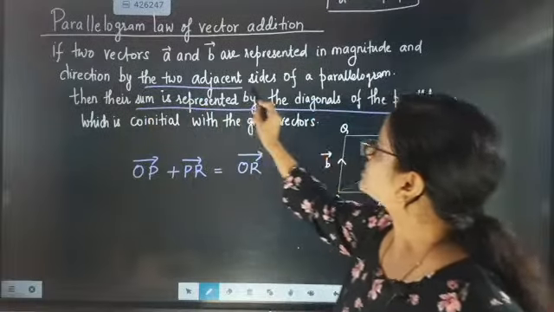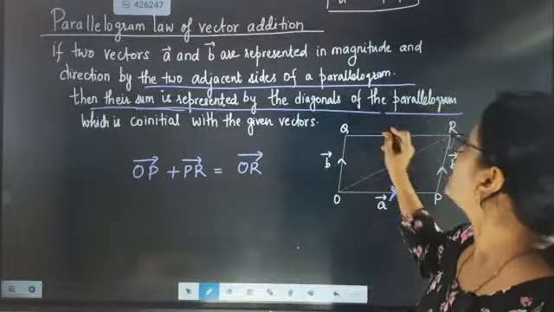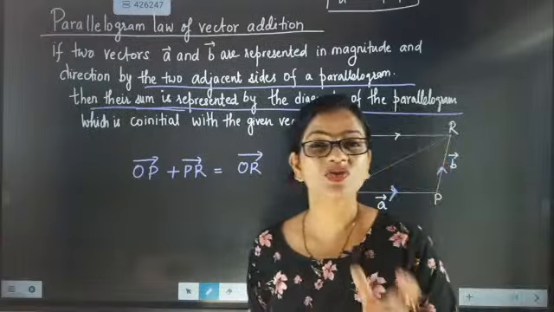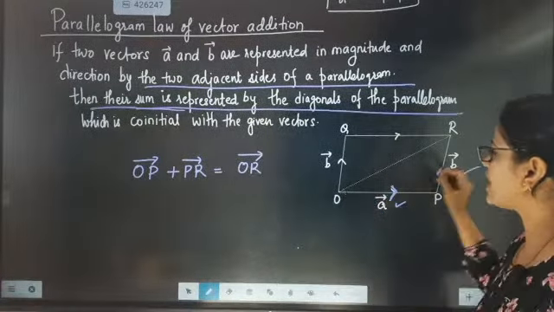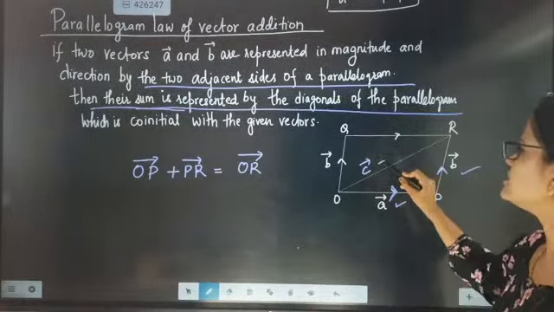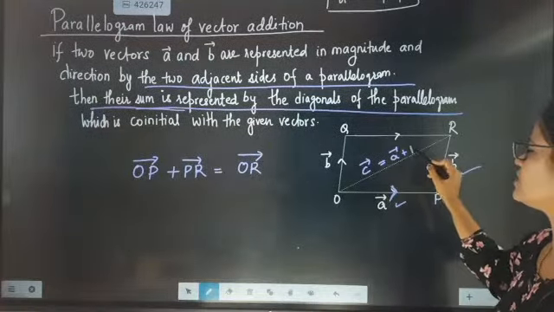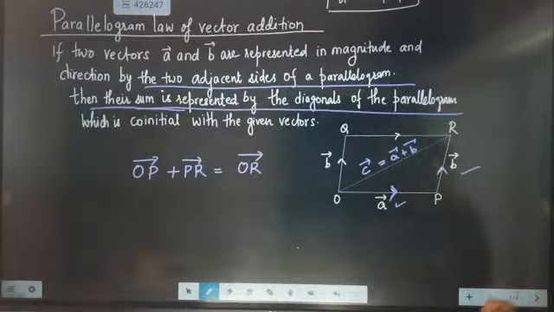See, if two adjacent sides of a parallelogram are taken, then their sum is represented by the diagonal of the parallelogram. So the sum of these two adjacent sides will be equal to the diagonal part. This diagonal part is represented as C vector. Then C vector will be equal to A vector plus B vector. Like this we can say.